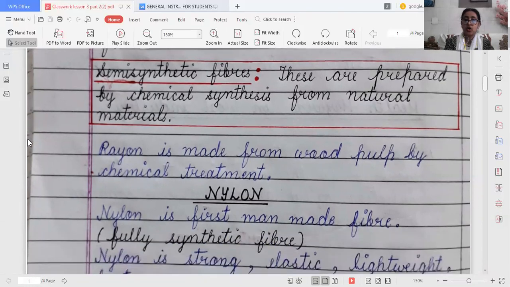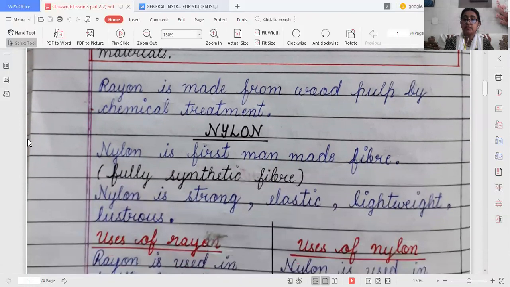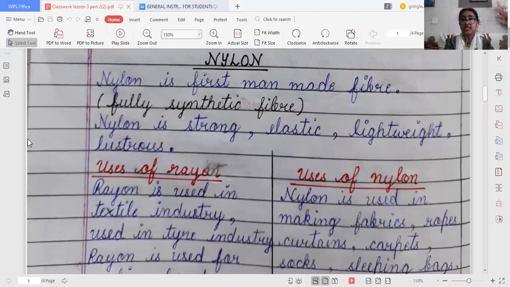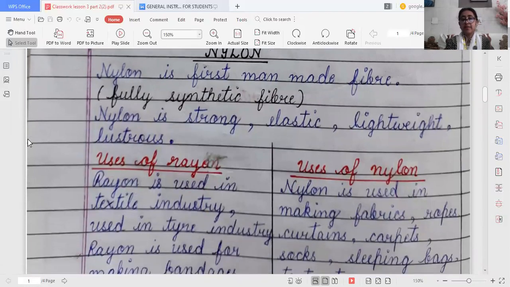Second one is nylon. Nylon is the first man-made fiber, a fully synthetic fiber, and it's named nylon. It's obtained from the two cities, New York and London. New York NY, London LON. So it is named after these two, New York and London. And nylon is the first man-made fiber which is fully synthetic. Nylon is very strong, elastic, very lightweight and lustrous also.